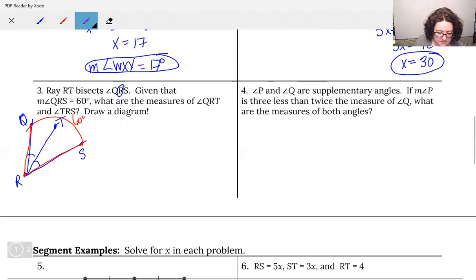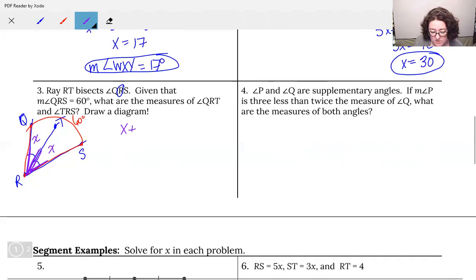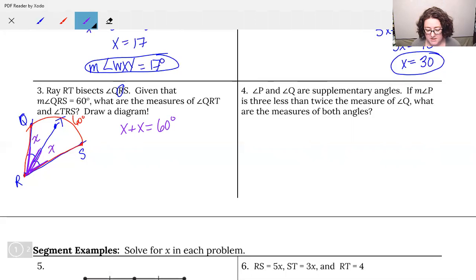So QRT is kind of the left, almost top half, and TRS is the bottom half. Well, I already know that those two pieces are equal. So if I wanted to turn this into an algebra problem, I could say, well, these two pieces are equal. Let's call them the same thing. I'm going to use x as my variable. I don't know what x is, but I know both of them would have to be the same thing. And so if I do part plus part equals whole, my part plus part is going to have to equal 60 degrees. But let's see, x plus x, well, that's really 2x.